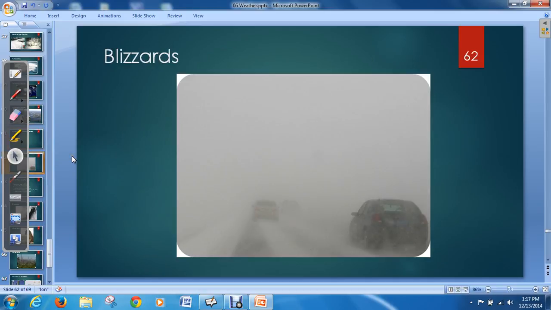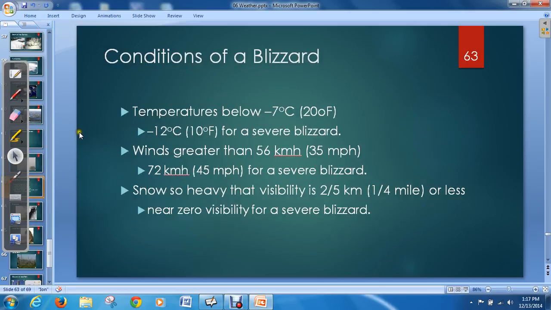If you've ever driven in a blizzard, you know it's not very fun. It's not just your average day snowstorm. There are a couple of things that have to happen in order for something to qualify as a blizzard. If something is called a blizzard and not just a snowstorm or just snow, it has to have temperatures below -7 degrees Celsius or 20 degrees Fahrenheit. Its winds have to be greater than 56 kilometers per hour or 35 miles per hour.